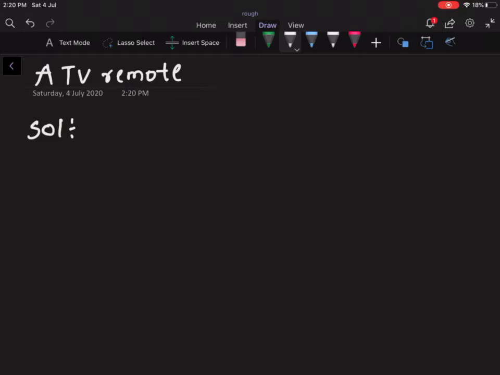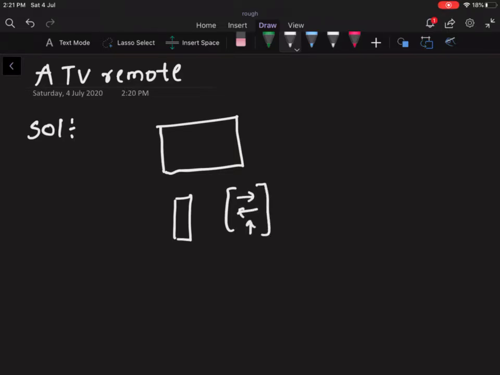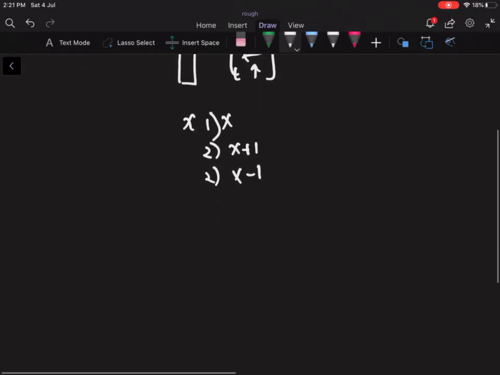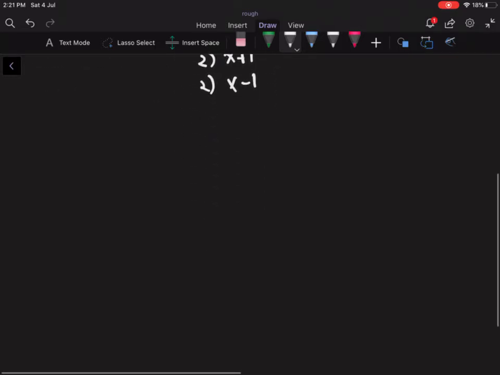The question is, you are watching a TV in which you have a TV remote having only three options: go forward a channel, go backward a channel, or increase the volume. So if you are at a channel X, in the next step you can increase the volume of X, which does not change the channel, or you can go to the next channel, or you can go to the backward channel.